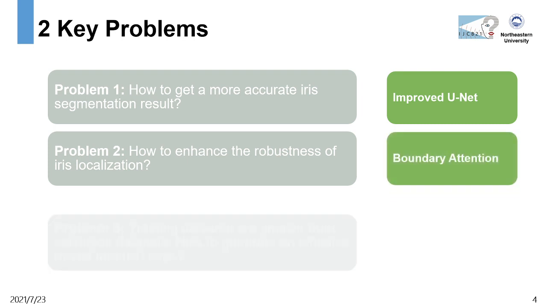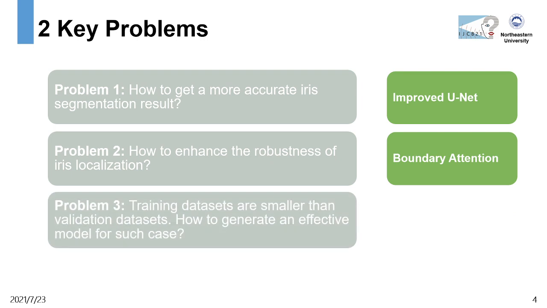For problem 3, the training dataset is smaller than the validation dataset, so how to get an effective model from such a small dataset? For example, CASIA iris complex occlusion and CASIA iris complex off-angle only contain 100 images in the training dataset, but 400 images in the test dataset. It is difficult to train an effective model from such a small dataset. Finally, we use transfer learning to solve the problem. These are the 3 problems we summarized during the competition.